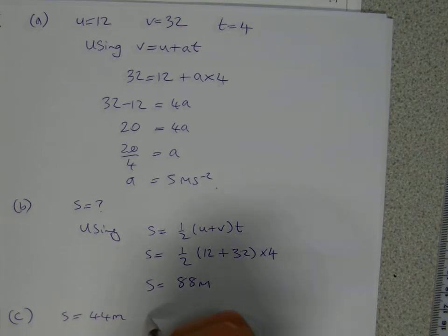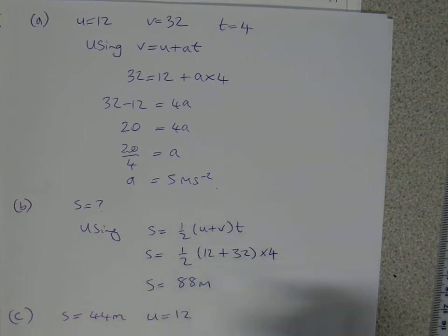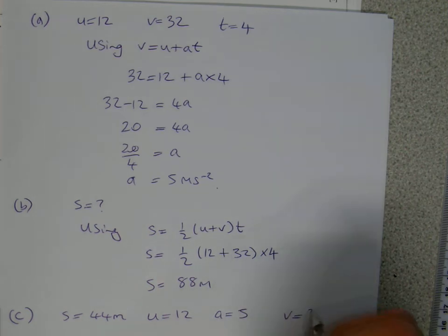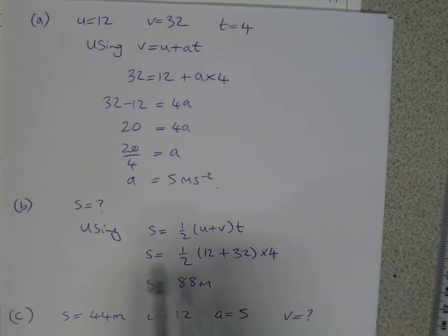What other conditions do we know? Well, we know, of course, the initial speed at O is 12 meters per second. We know the acceleration is 5. Okay, we want to find v. I don't know the time. I don't know what the time will be halfway, right? I know it takes 4 seconds to get from O to A, but I don't know what it would take to get to the midpoint of O to A, right?